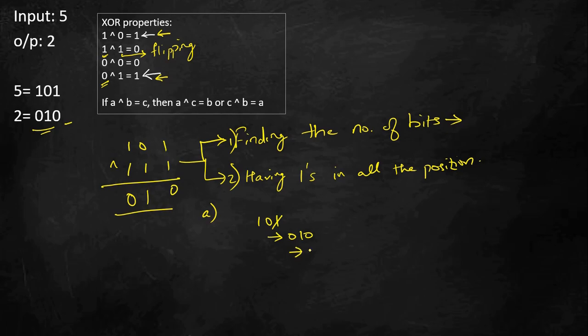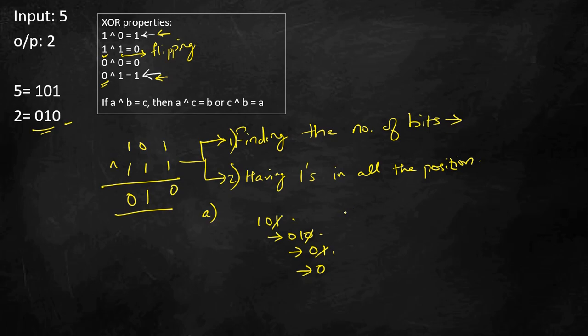Then again when I do a right shift, it will become 0 1, it will remove this particular bit. Then again when I do a right shift, it will remove this one, and at the end I will get 0. Okay. So I performed 3 operations, and that is the number of bits we have. So we have to do right shift until we get a 0.